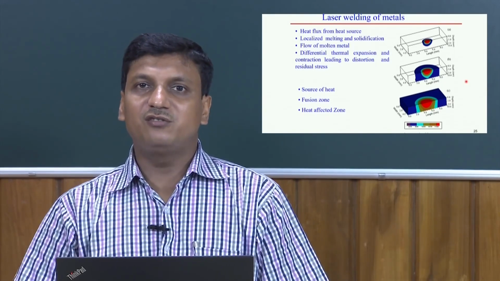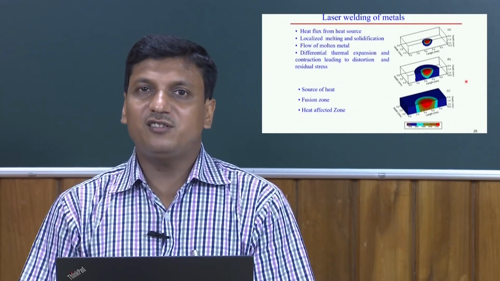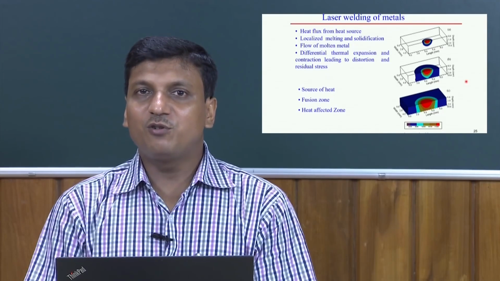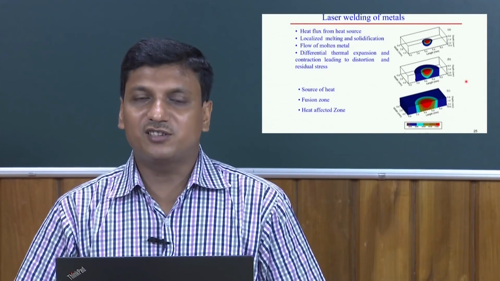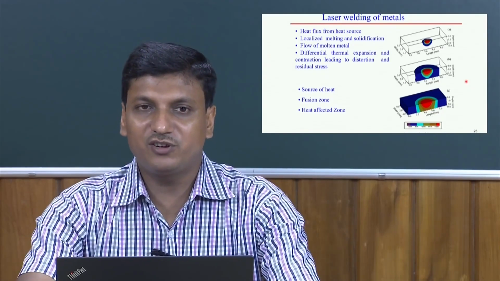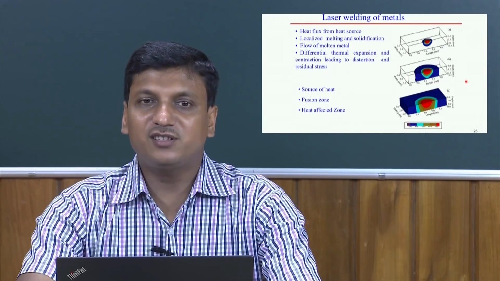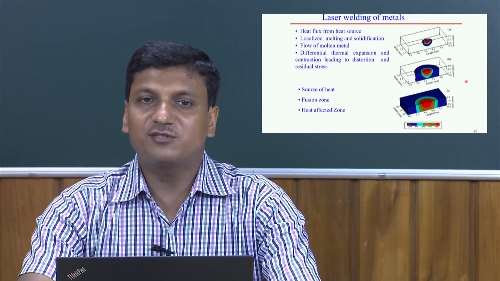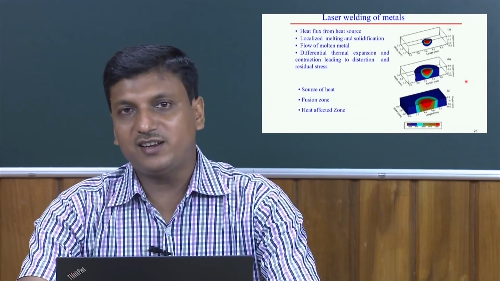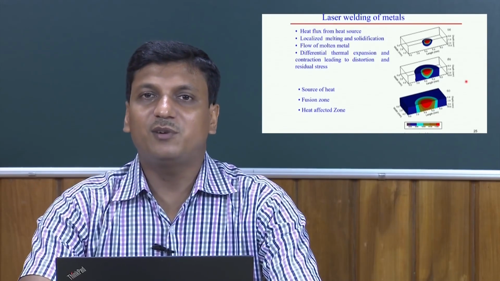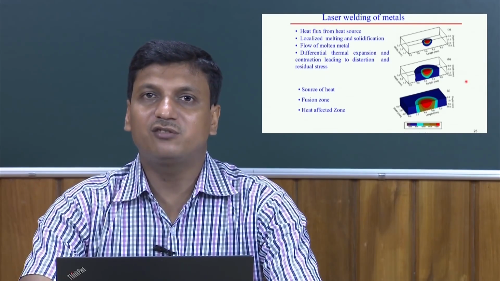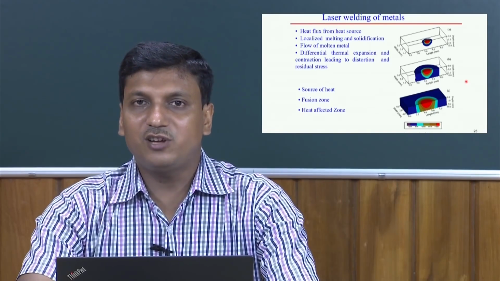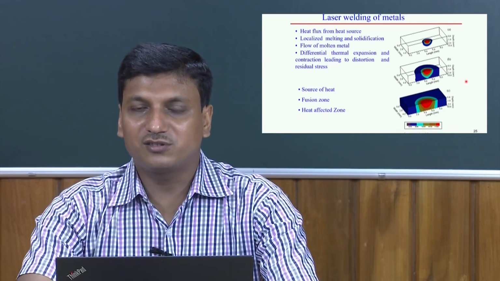So, that means during the welding process the material is not stationary; it flows in one specific direction. We will discuss the flow of the material later. Finally, after solidification, due to different thermal expansion and contraction, some amount of distortion in the welded joint and some amount of residual stress is produced. This cannot be avoided in any welding process.